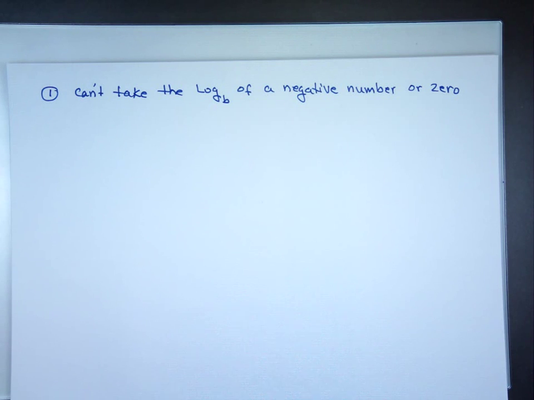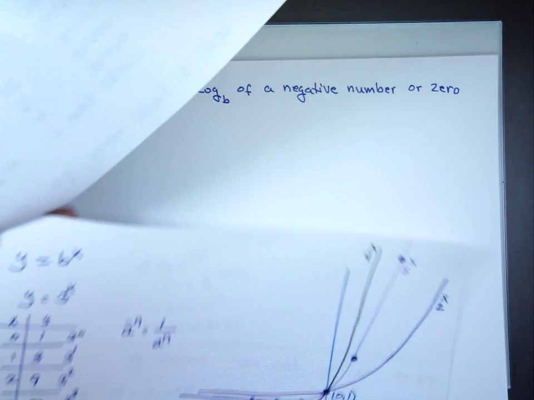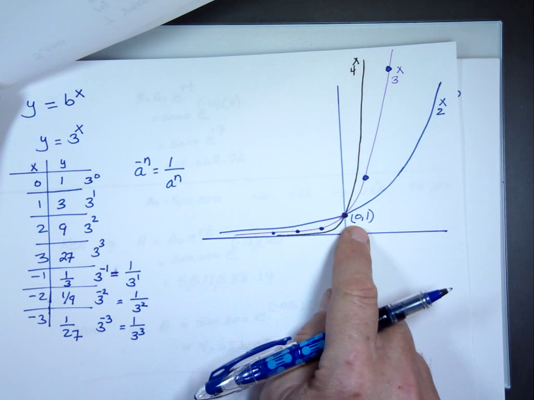Remember with the exponential function, I think I threw the sheets away somewhere here. All exponential functions, when I graph them, went through the point what? 0, 1. Well, all log functions are going to go through the point what?